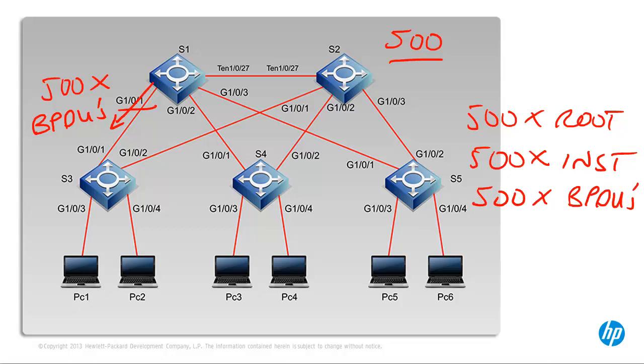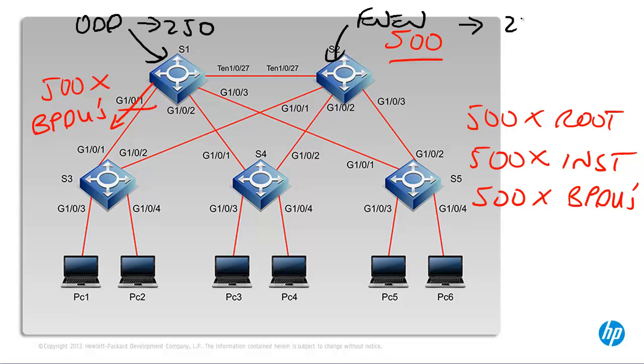Now remember, there are only 5 switches in this topology, but switch 1 is going to be the root for the odd VLANs, and switch 2 is going to be the root for the even VLANs. There are 500 VLANs, so switch 1 is going to be the root for 250 VLANs, and switch 2 is going to be the root for 250 VLANs. That's a lot of overhead for a small topology.